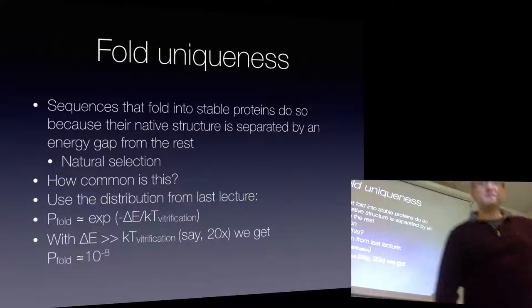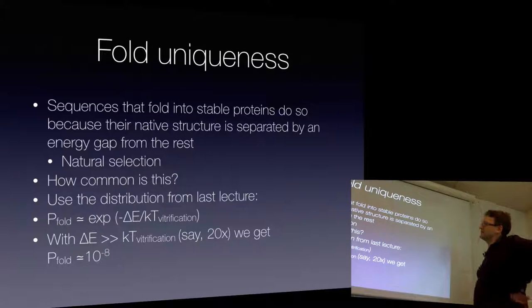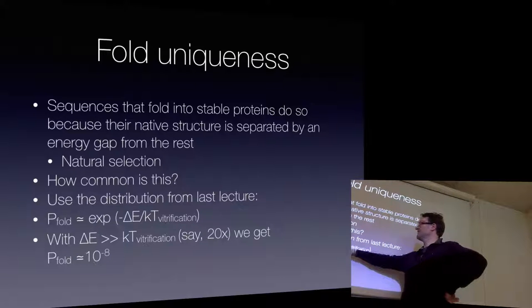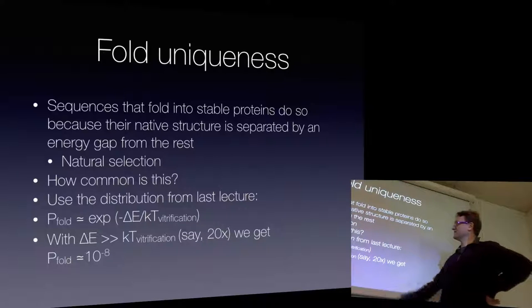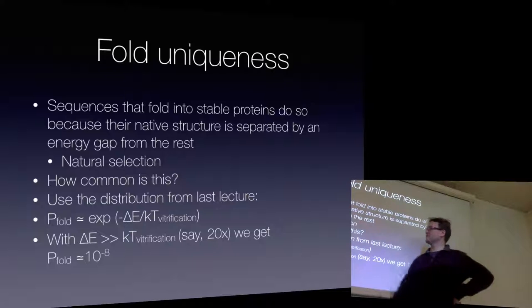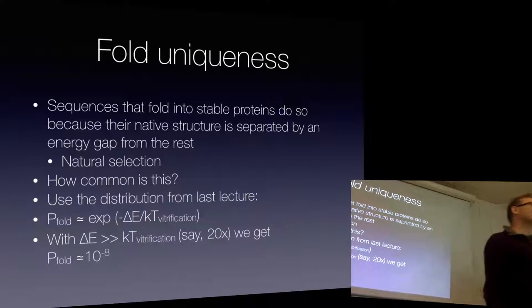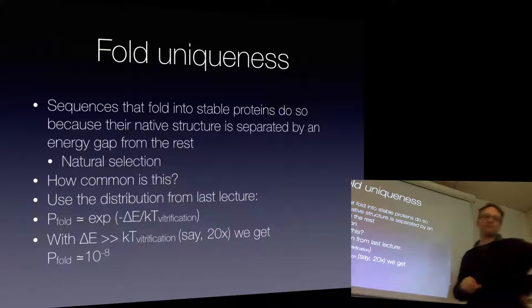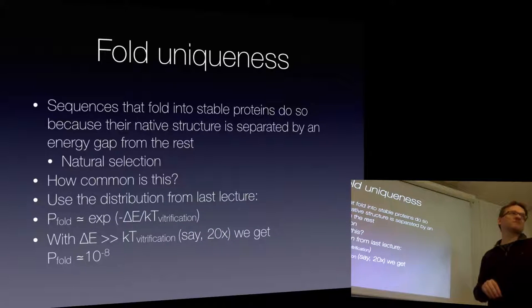So the probability of something folding is roughly the energy gap size, delta, divided by this vitrification temperature. And if this is in the ballpark of 10 or 20 times larger, it turns out the probability for a random sequence of folding is roughly 10 to the minus 8. This is a bit of hand-waving, I'm well aware of that. But the point is, it's not going to be a billion times larger than that, and it's not going to be 2 times higher. Is that reasonable?